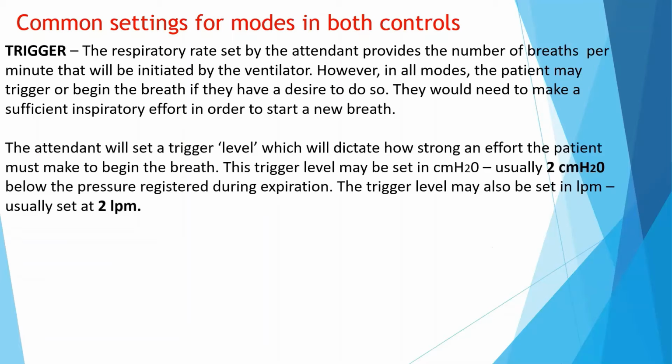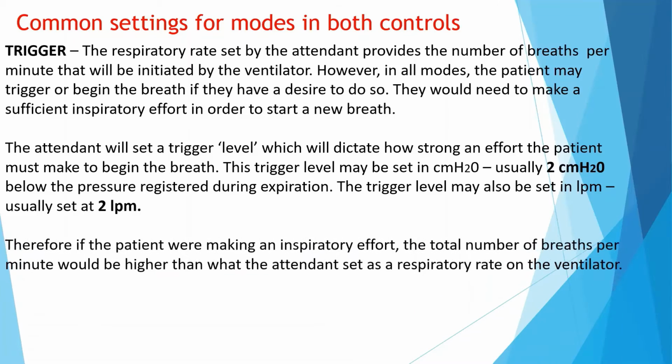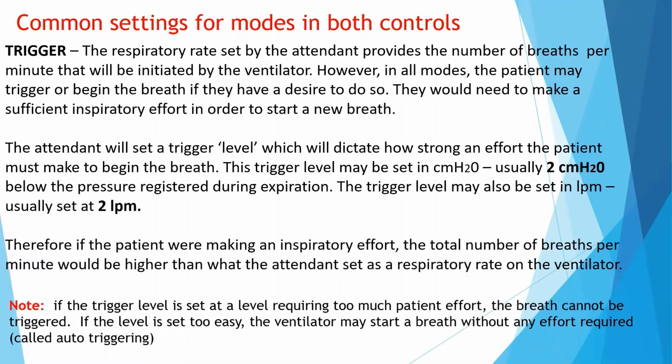The attendant will set a trigger level, which will dictate how strong an effort the patient must make to begin the breath. This trigger level may be set in centimeters of water and usually set around 2 centimeters of water below the pressure registered during expiration. The trigger level may also be set in liters per minute, usually set at 2 liters per minute. Therefore, if the patient were making an inspiratory effort, the total number of breaths per minute could be higher than what the attendant set as a respiratory rate on the ventilator.